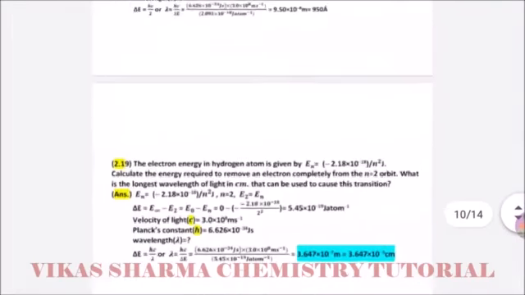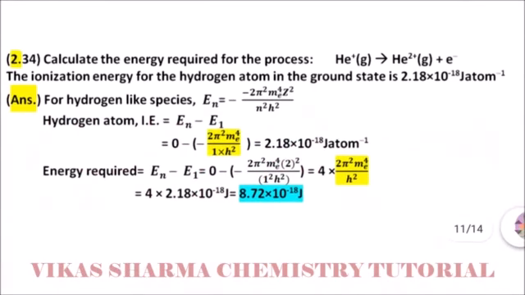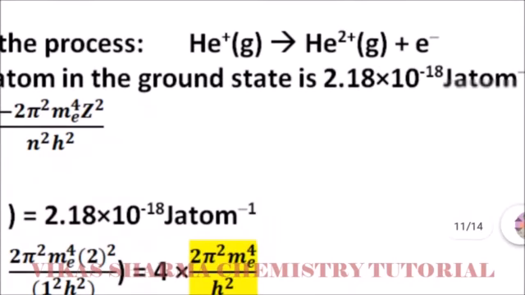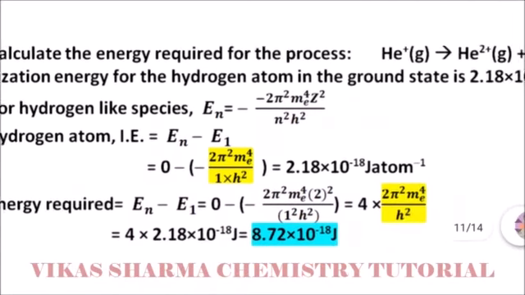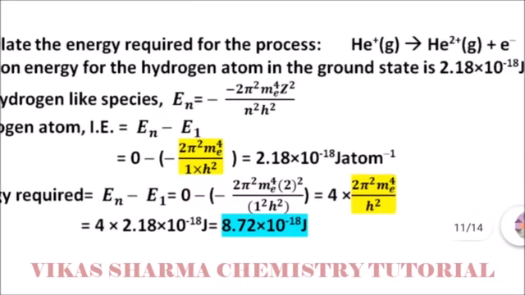Students, the next question is 2.34. Calculate the energy required for the process He+ helium ion in a gaseous state becoming He2+ helium 2 positive charge plus removing one electron. So ionization energy for the hydrogen atom in a ground state is 2.18 × 10^-18 joule per atom. You solve the question.